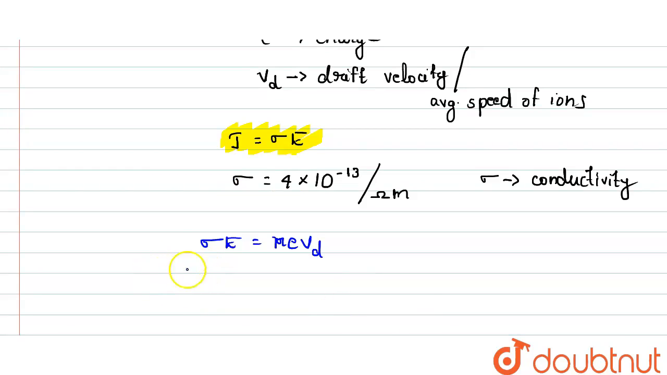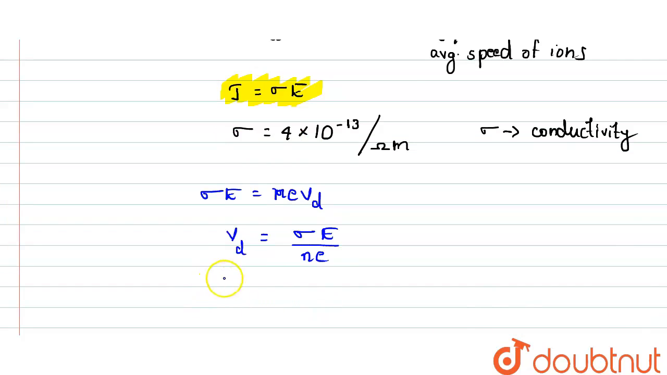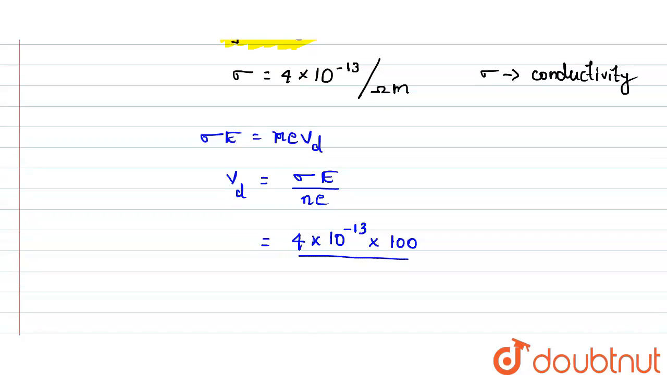From here, the average speed of ions, Vd, will be equal to sigma into E divided by N into e. The values are directly substituted in the equation. The value of sigma is 4 into 10 raised to minus 13, into electric field 100 volt per meter, divided by 300 into 10 raised to minus 6 into 1 electron charge.